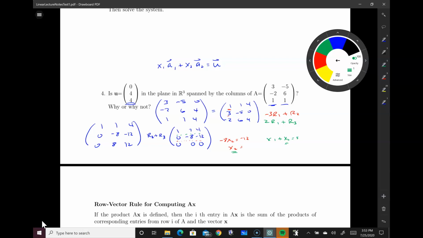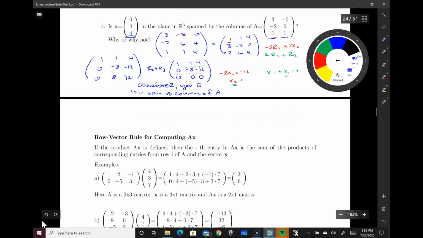Is u in the plane? Is u being spanned by the columns? Because I can see that this is a consistent system, so yes, u is in the span of the columns of A. All right, so moving on.